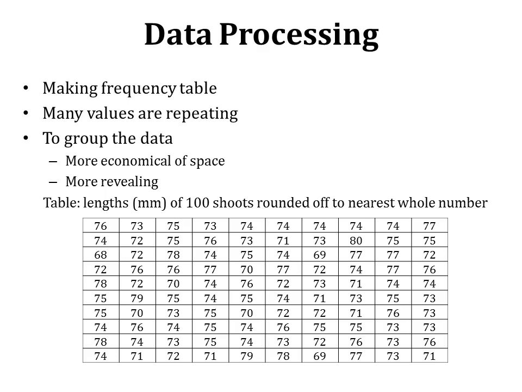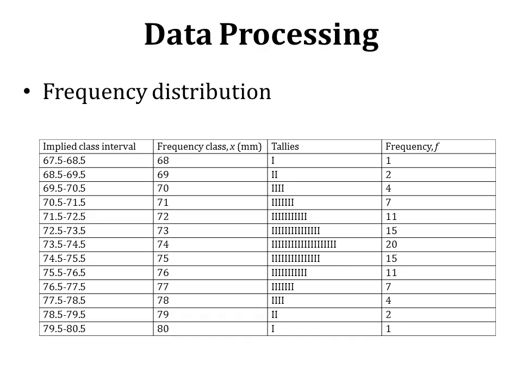So if we group these observations and arrange them in the form of a frequency table, then it will be more economical of space, and it will be more revealing. That is, it is going to give us more information about the trends in the data. So this is how we can make a frequency table, and we did all these exercises in the class, on how we can make these frequency distribution tables.